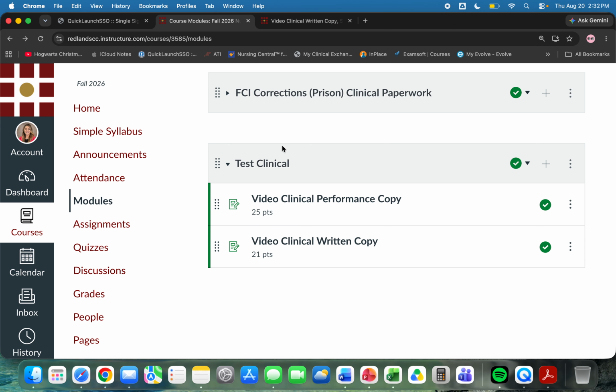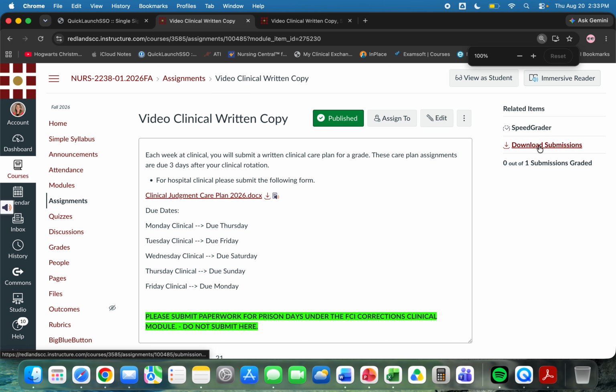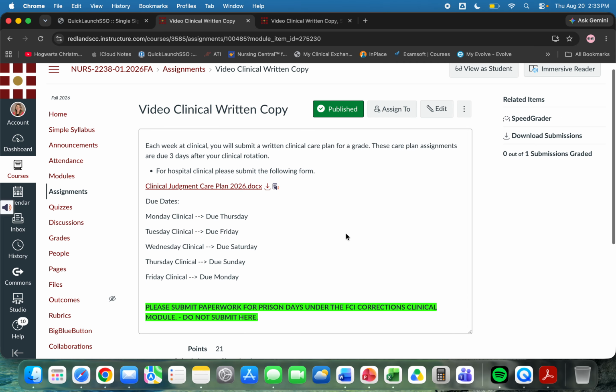Again, you'll go find your specific module as the instructor with your name on it in your course, and you're going to go to that week's clinical written assignment. When you click on that particular written assignment, it's going to populate you into the assignment drop box, which is where the students actually submit their material.